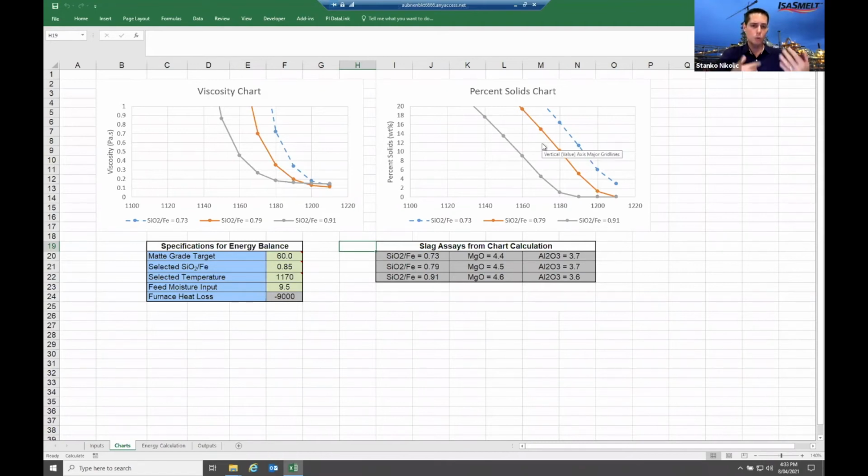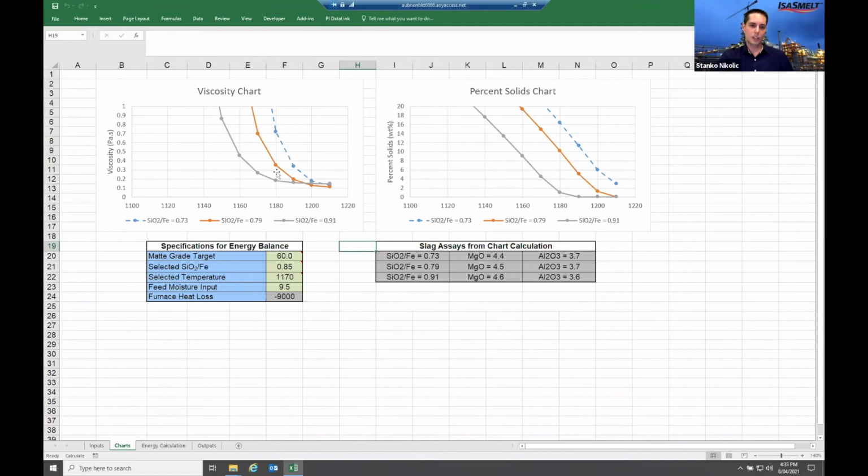But when we look at what we are trying to get from these graphs, we're trying to look at an operating point. So really, what do you want as an operating point? You want to minimize fluxing, you want to minimize temperature, and you want to make sure you have a fluid slag. So when I look at these charts, I look at the silica to iron ratios. Apologies to those of you out there that are iron to silica people, you'll have to do the maths in your head.